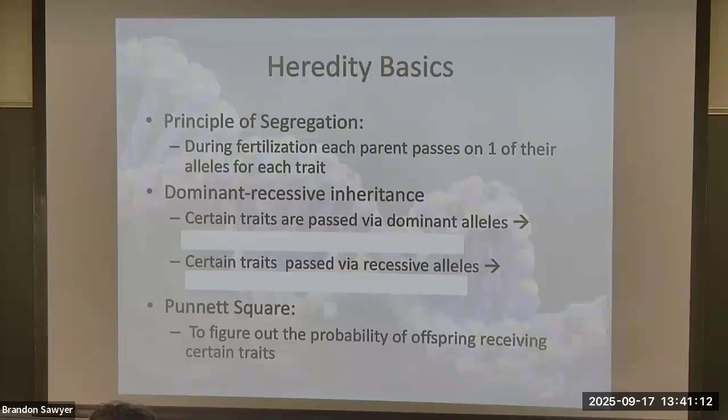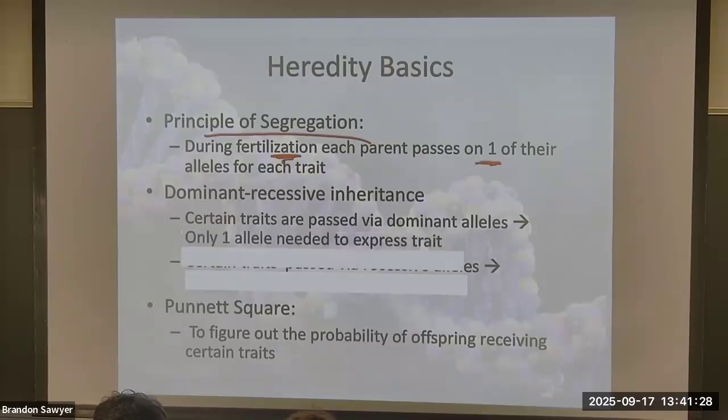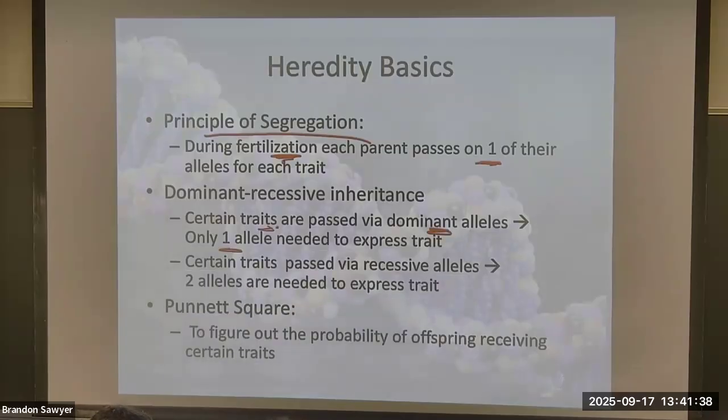Okay, so some of the basics here. One idea is called the principle of segregation. Okay, so again, during fertilization, each parent passes on only one of their alleles for that trait. So their two alleles are segregated and only one gets passed down. And we've just talked about this dominant recessive inheritance, right? Certain traits are passed via dominant alleles, where only one allele is needed to express that trait. But others are passed via recessive alleles, where we need both to have that trait show up. And then we'll talk about some variations outside of that as well.